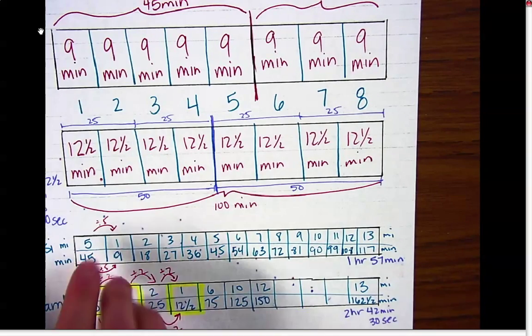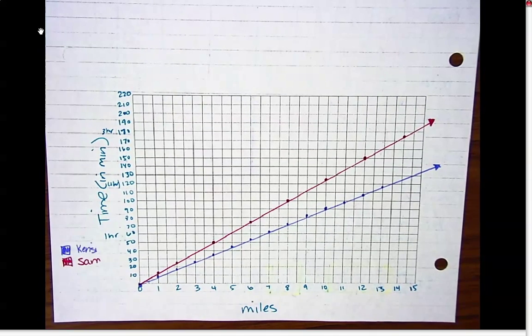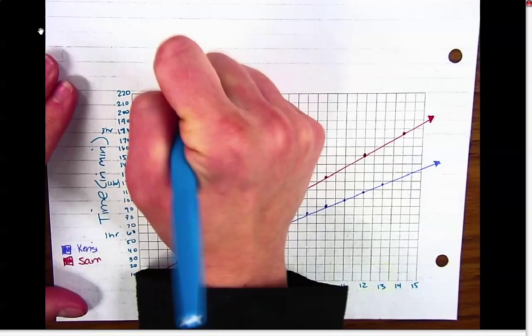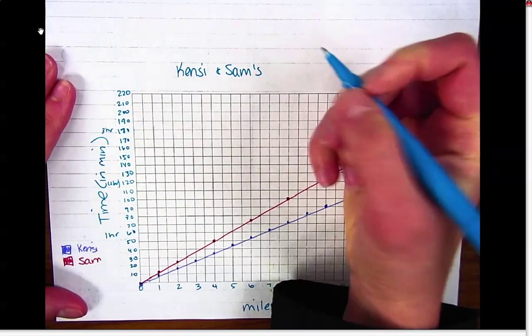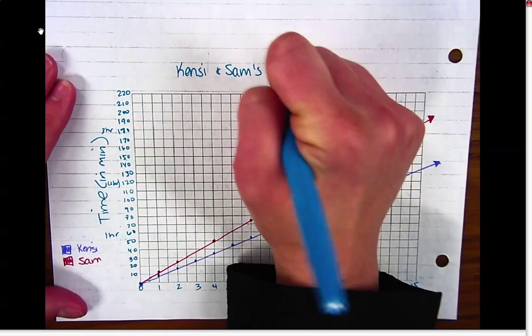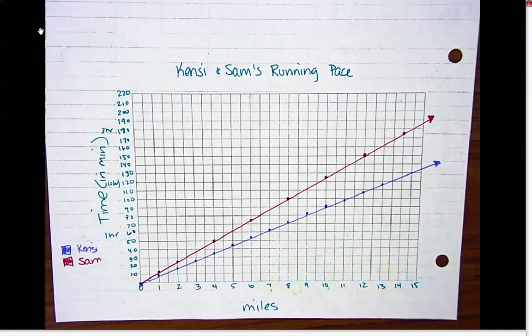So I'll go back to the graph in case you need to write it down. What's the one thing that we're missing from our graph? We're missing a title. So I'm going to go ahead and put a title in there. And I think I'm going to call this Kenzie and Sam's running pace. Or you could call it their half marathon, race times, whatever. Any of those would be fine.